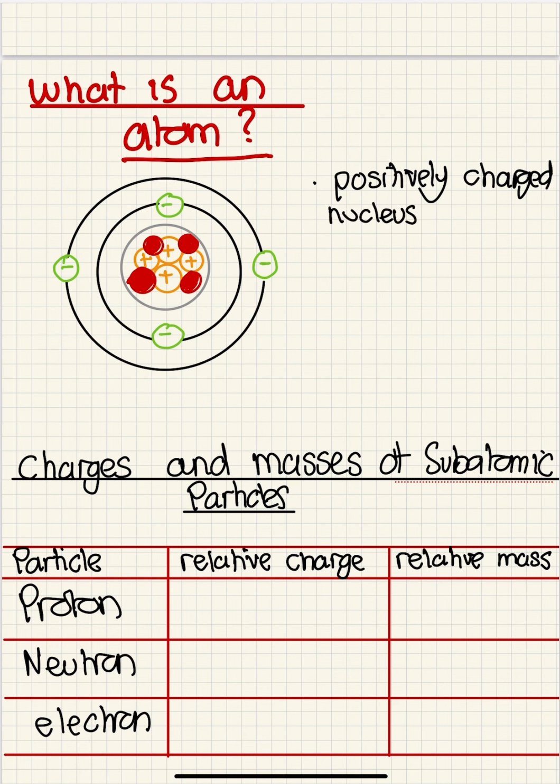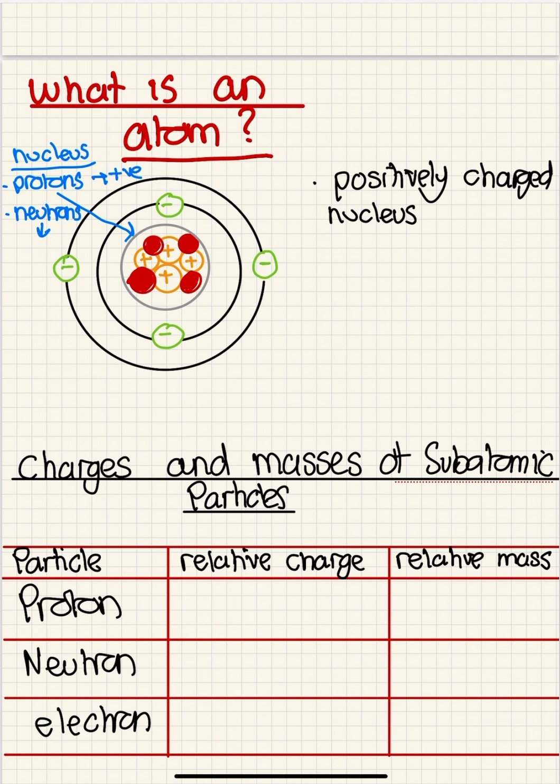Now, where is the nucleus in this diagram? It is right here. So this is the nucleus. What does the nucleus have inside of it? Why is it positive? Because it's made up of protons, which is the orange, and then the red is the neutrons. Now it's in the name. Protons are positive charge. Neutrons have no charge.